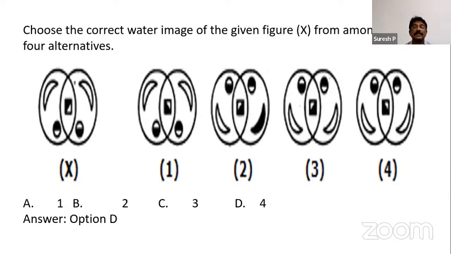Choose the correct water image of the given figure X from among the four alternatives. Here when you observe it, this is the problem figure. This is like a laughing doll here. The total figure will be inverted, so the figure should come up. In the first one, this should come down. I'm going to show that.